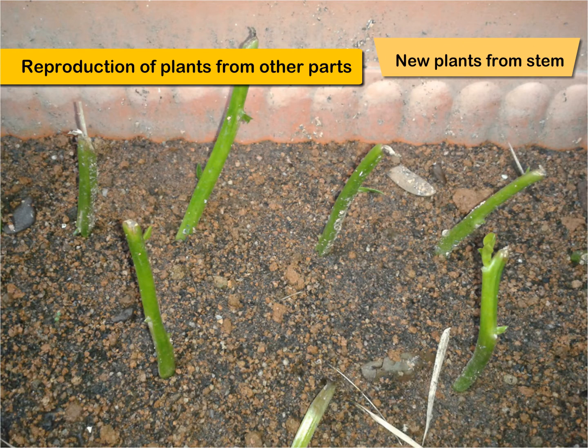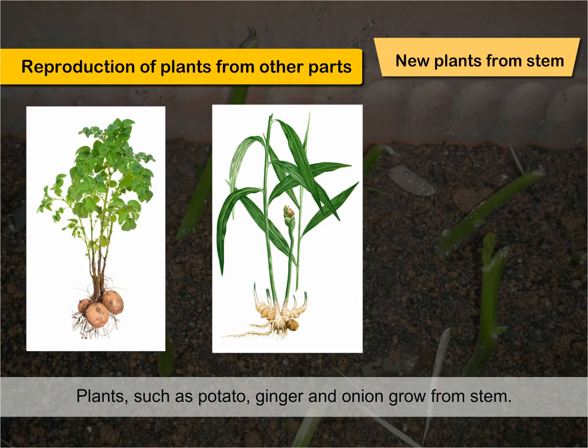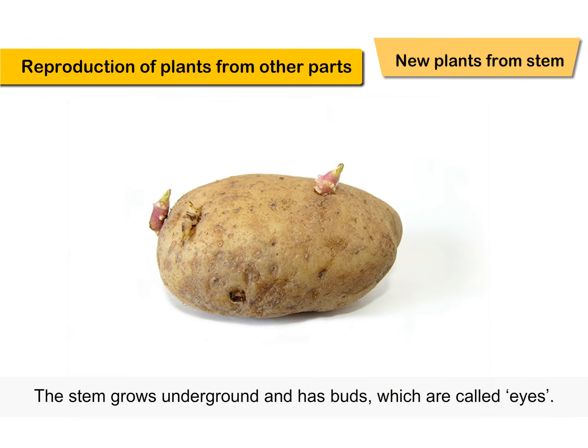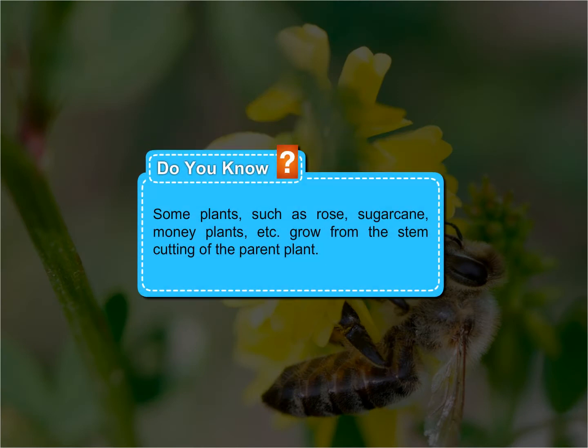New plants from stem. Plants such as potato, ginger, and onion grow from stem. The stem grows underground and has buds which are called eyes. Any piece of potato with a bud can grow into a new plant. Do you know? Some plants such as rose, sugarcane, money plants, etc. grow from the stem cutting of the parent plant.